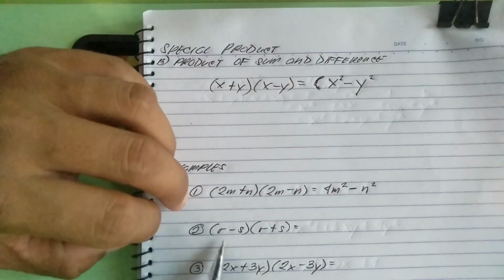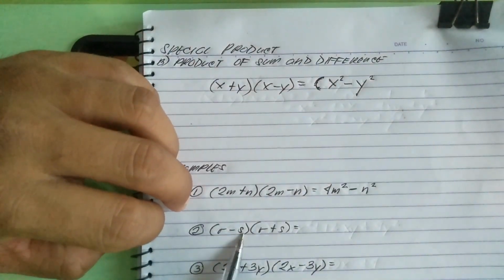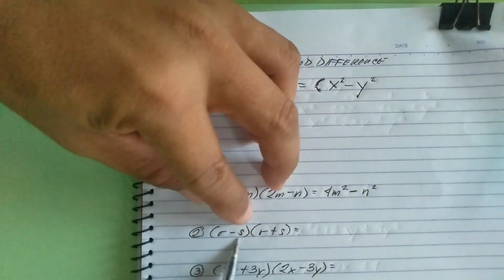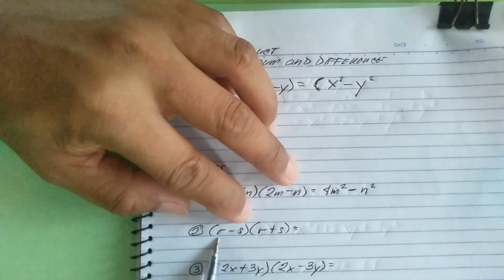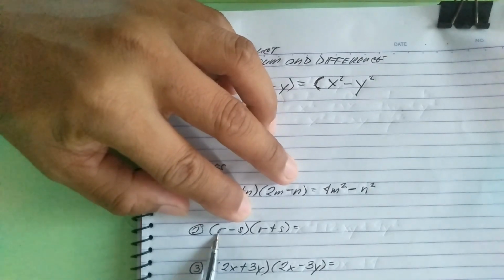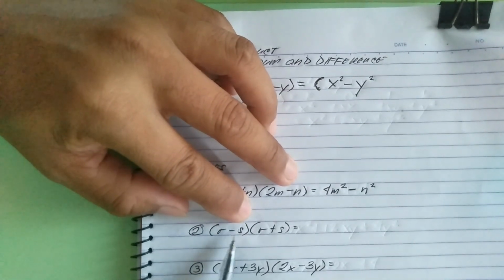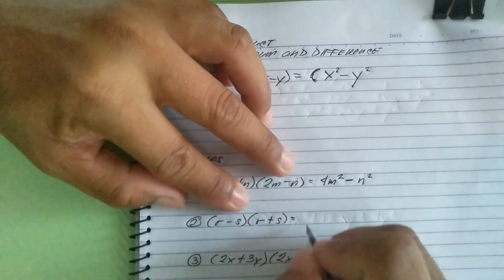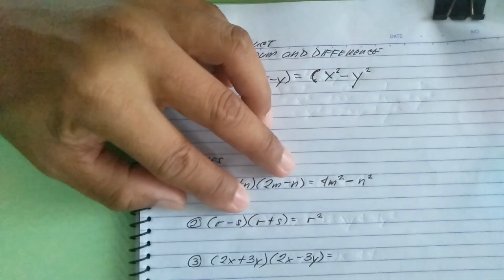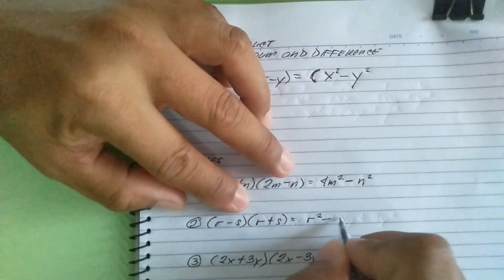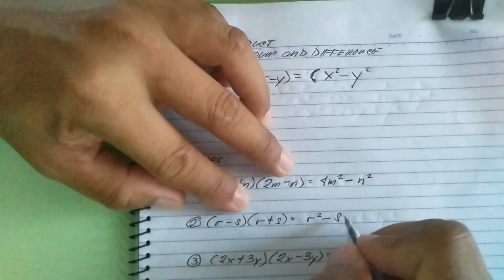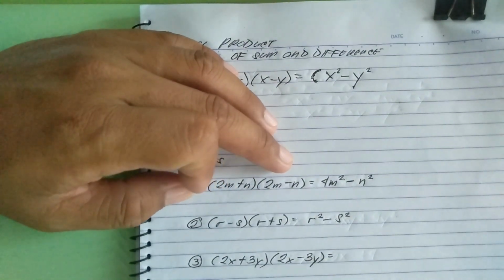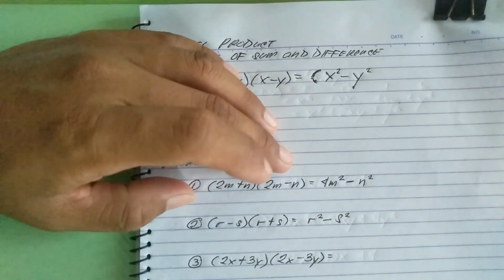Okay. Next. R minus S times R plus S. Ang susundan po ulit natin is yung negative. Ito. Square natin ito. Square din natin ito. Minus ang ilalagay natin sa gitna. Okay. So, we have R squared minus S. Sorry, malaki ang pagkakasulat ko. Small letter lang dapat. S squared. Okay po.